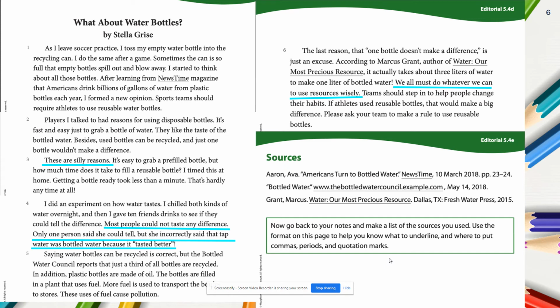Another example would be we all must do whatever we can to use resources wisely. The author is setting the tone and the mood. The author is serious about the statement. We all must do whatever we can to use resources wisely. The author wants the reader to know that they're very serious about their statements and their ideas.